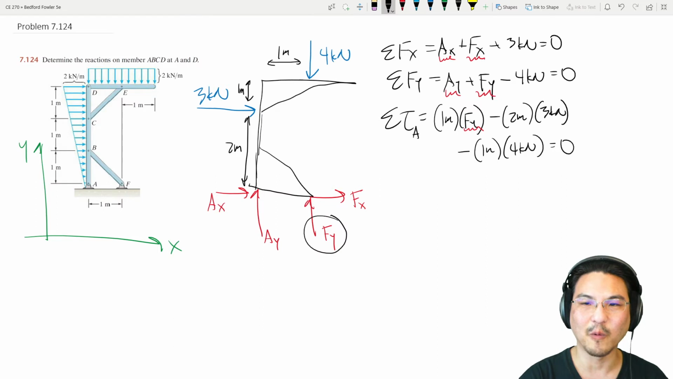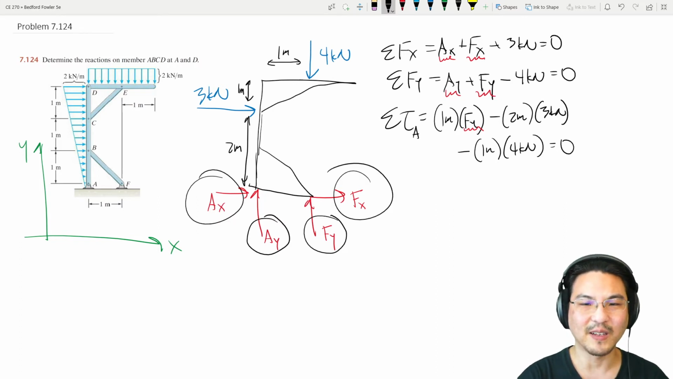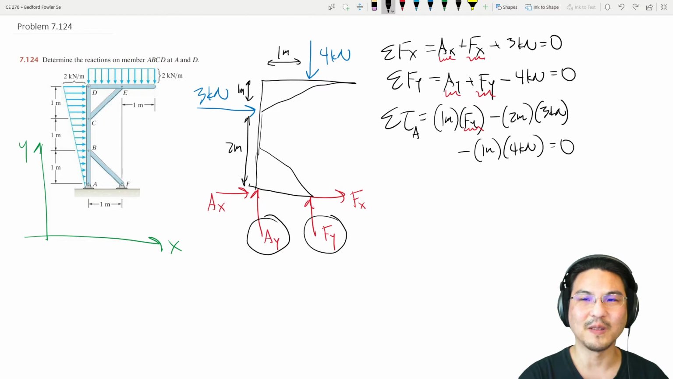We can definitely solve for Fy. So we got Fy. We plug it in here and we can solve for Ay. Okay, so we can solve for Fy and Ay, but we don't know Ax, Fx. We know they're related, but we don't know the actual value. We don't have enough equations. Okay, so what do we do next?